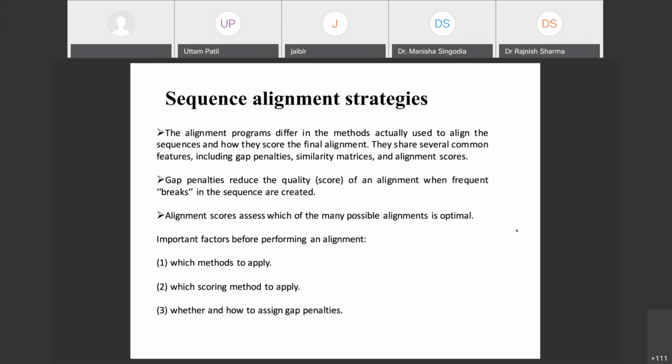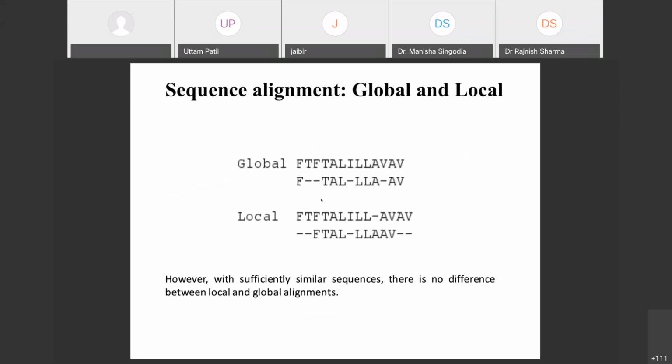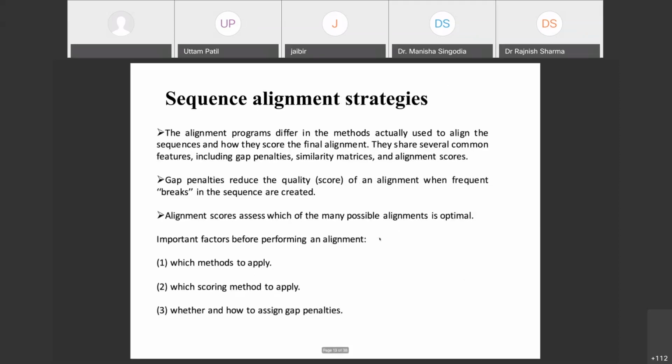Now we are coming on to the sequence alignment strategies. As I said, the global and local alignments are there. In global alignment, we have introduced a lot of gaps, or basically we have created a lot of blocks in the second aligned sequence, while in the second one we have created only two blocks, right? These things reduce the quality of an alignment.